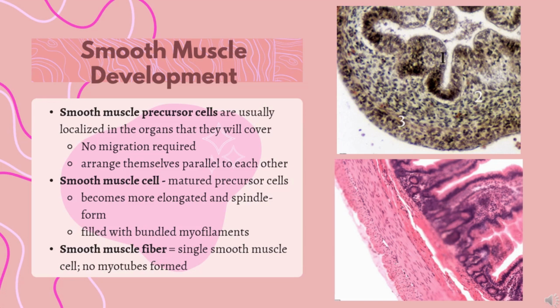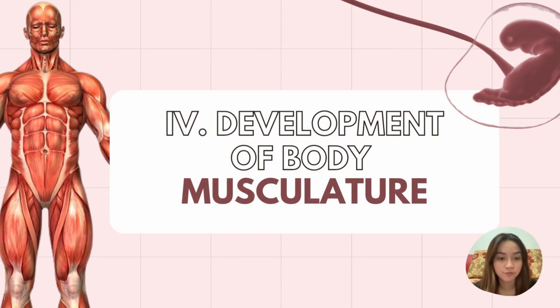Eventually, these precursor cells would mature, becoming more elongated in spindle shape, accumulating myofilaments and other cellular changes like the skeletal and cardiac muscles. These are represented in the bottom picture showing mature circular smooth muscles of the intestines. Let us now move on to the development of body musculature.